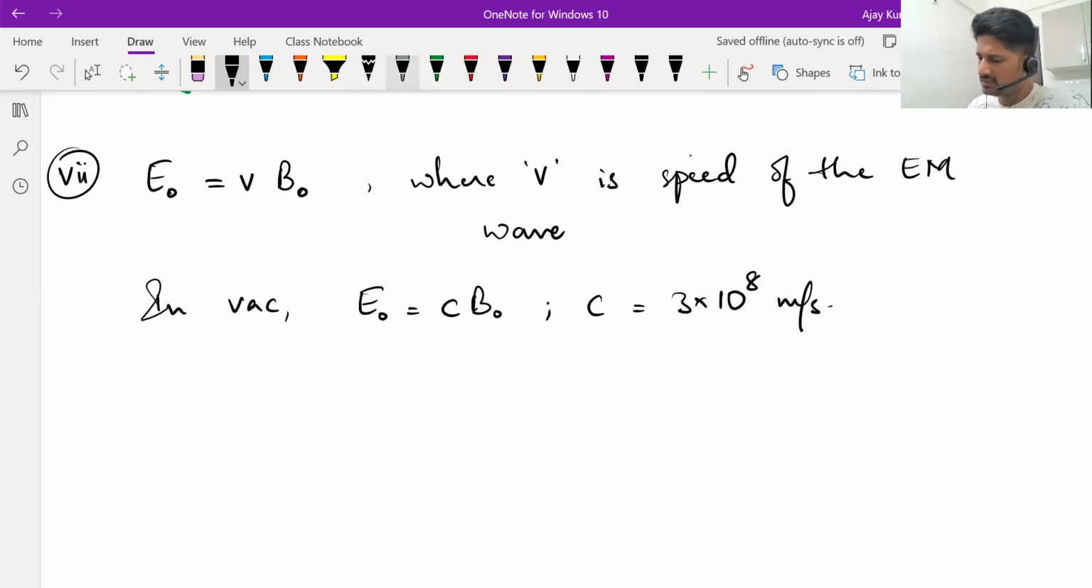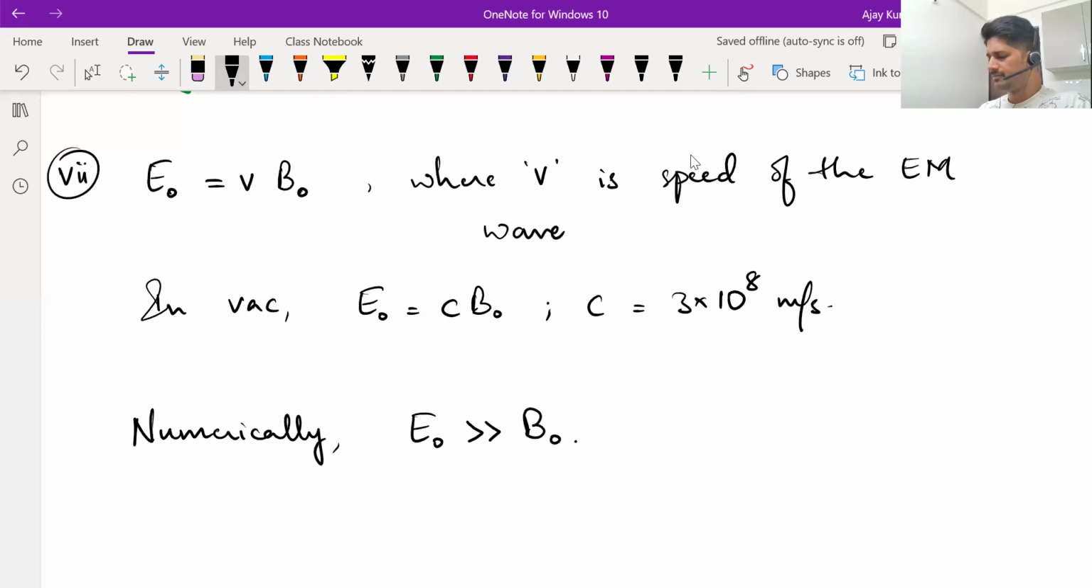Now, if V is a large number, then you can say that numerically, forget about the units, we know they are different quantities altogether. Electric field and magnetic field are different quantities. Numerically, E naught will be very large compared to B naught. See, it's wrong to compare an electric field and a magnetic field, but when you express both of them in SI units, you will have a certain numerical value for them. That numerical value of the electric field will be very large compared to the magnetic field.